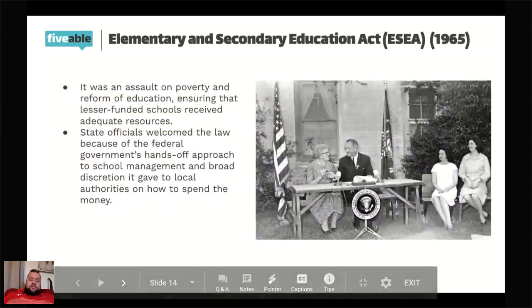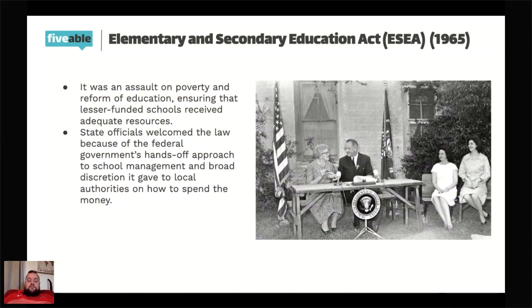Okay, now let's talk about education policy. Education policy and the government's role in education really begins back in the 1960s, again with LBJ and the Great Society. LBJ really had a heart for education. Why? Because he was a teacher. He grew up poor in Texas. He became a teacher, and he taught poor immigrant children on the Mexican-United States border.